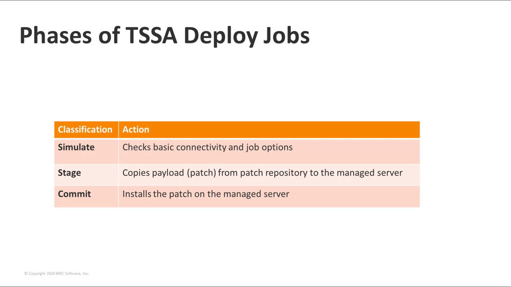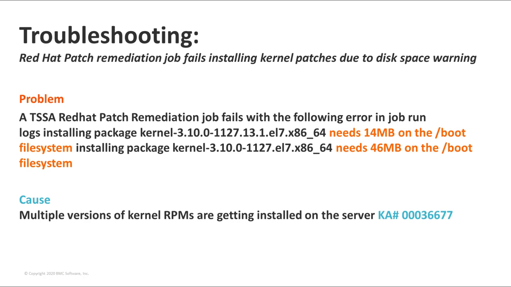Creating a remediation job is similar to how we do it for the Windows operating system and other operating systems. Let us now see how to troubleshoot when a patch remediation job fails to deploy patches on a target server. The problem that we are going to see here is that a patch remediation job fails in commit, complaining that there is not enough space in the boot file system on the target server.